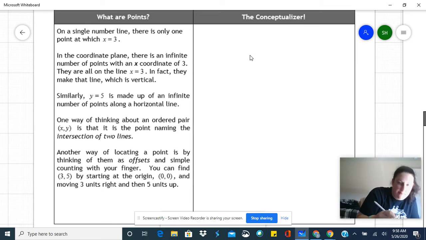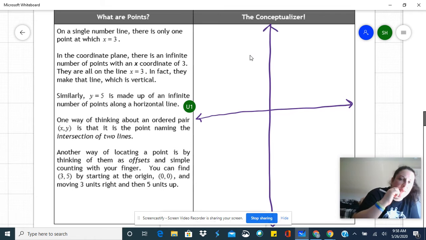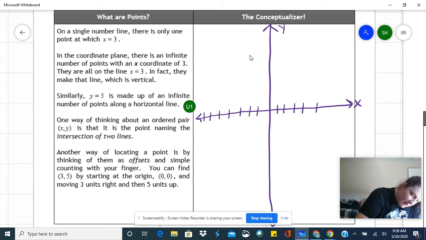Okay, so I'm just going to draw it. So we have a coordinate plane, right? There's my coordinate plane. X and Y.